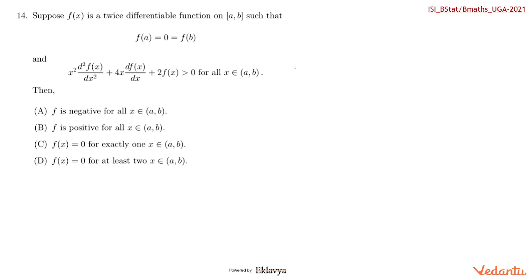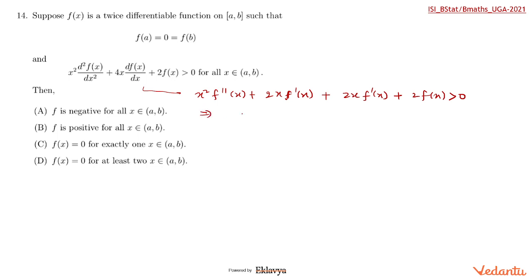Question number 14. Suppose f(x) is a twice differentiable function on the interval a to b such that f(a) equals 0 equals f(b), and some second order differential inequation is given. If you observe it carefully, it is x square f double dash x plus 2x f dash x. So I am making two parts of the middle term. Then 2x f dash x plus 2f(x) greater than 0.